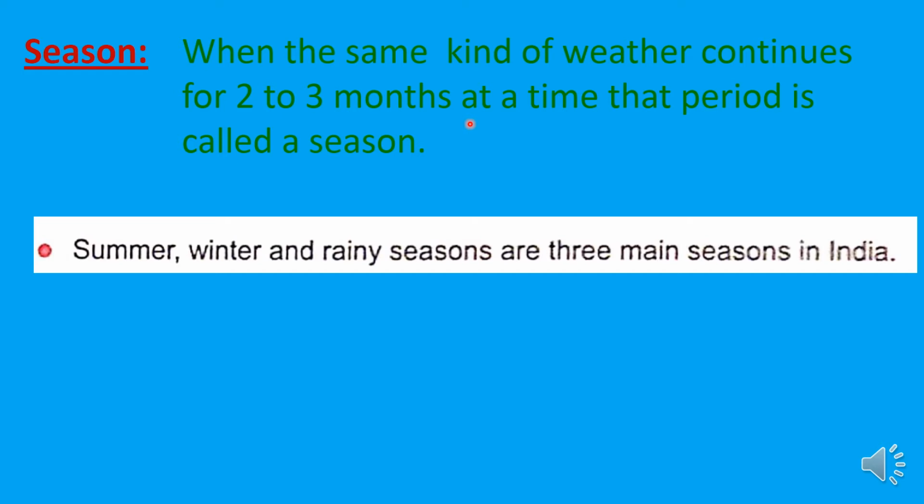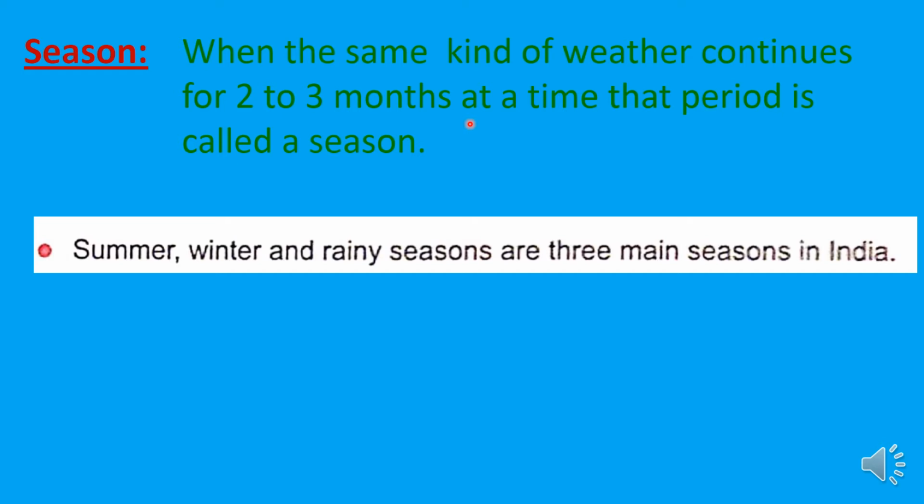Try to understand. Same kind of weather, or sunny weather, or rainy weather, or windy weather, whatever it may be, if the same weather is continuing, every day we are facing the same weather. So if the same kind of weather continues for 2 to 3 months at a time, that period is called a season.